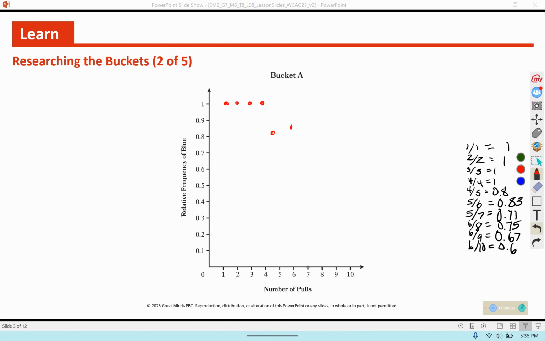Then we have 0.71, 0.75, 0.67, and then 0.6. So you can see that it's starting to bounce around.